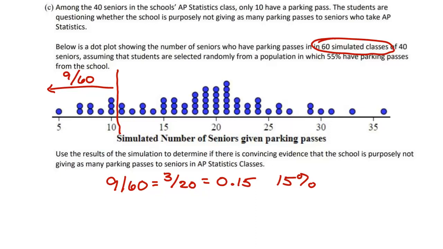With our last minute, quick question. How would you actually run a simulation here? We're assuming that 55% of seniors have parking passes. How could you run a simulation that would give you a dot plot like this? Cards.